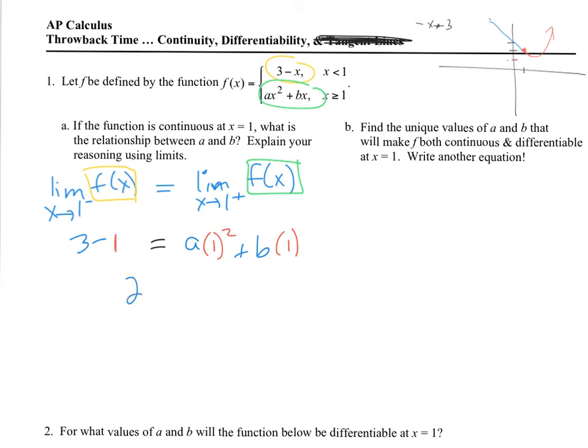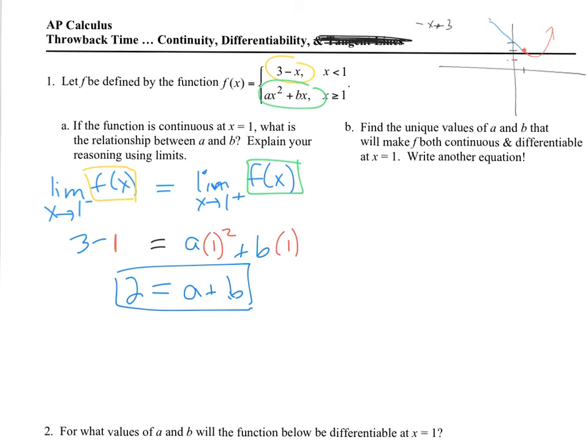And we're going to say that we have 2 on the left is equal to a, because 1 squared is 1. So I've got 1a plus 1b. That's a nice simple equation for us to work with. Okay, so let's just leave that one alone for a second. I'm going to go ahead and put a little box around it just so I know I'm not done with it, but just so I can come back and find it.